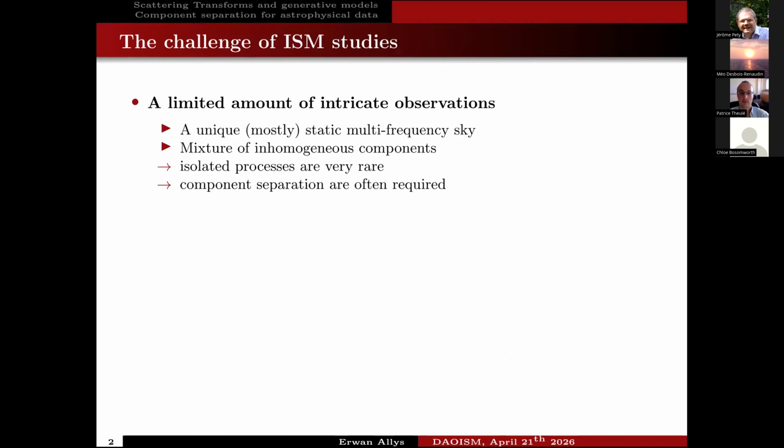In ISM studies, we have a big challenge, which is that we usually have a limited amount of independent observations, meaning that we have a unique sky, mostly static with respect to the typical time of a human, in multi-frequency. In particular, if you look at degree structures on the sky, you won't have a lot of samples. And usually we have a mixture of inhomogeneous components, so it can be difficult to have isolated processes, and in a lot of cases you need to do component separation. That will be one of the main topics of my talk.